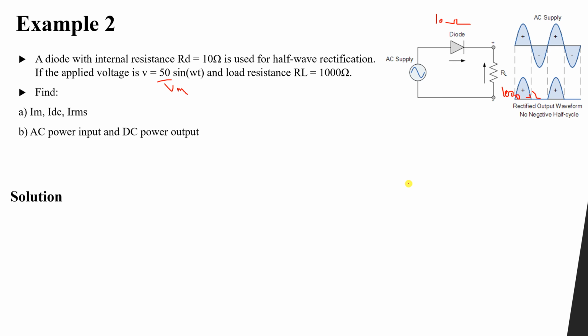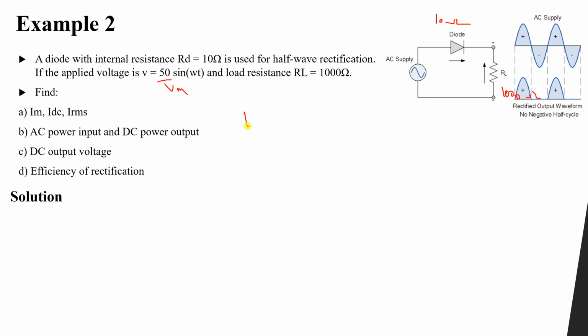Number 2, we need also the AC input power provided by the supply and the DC output power. Number 3, we need the DC output voltage or the average output voltage. Number 4, we need also the efficiency of rectification. So let's start. Number 1, we need I max.